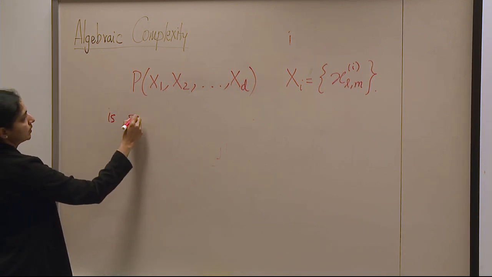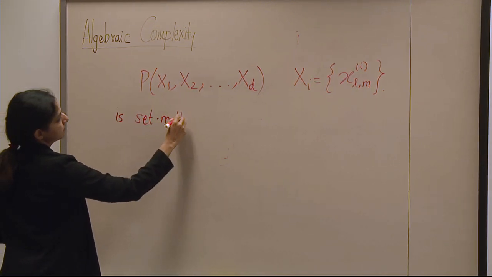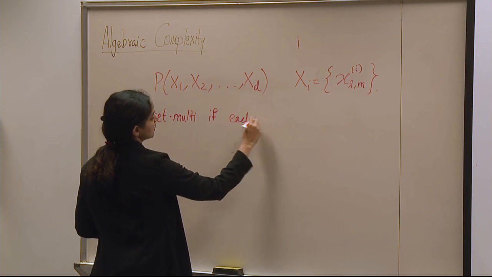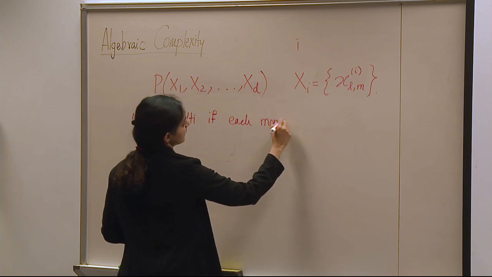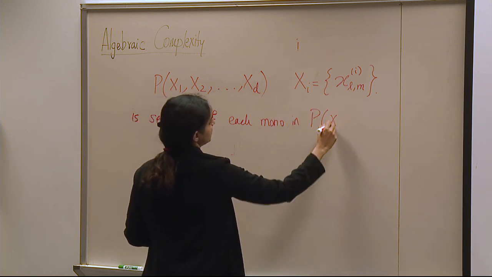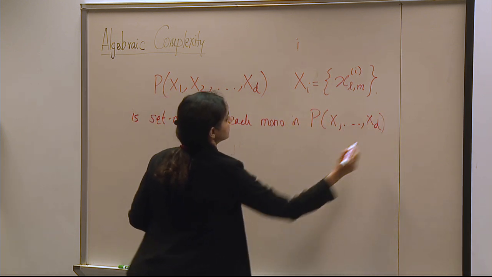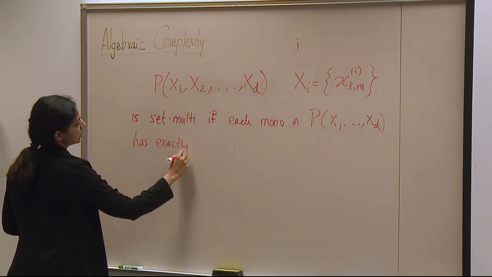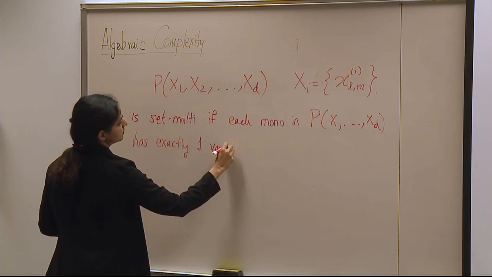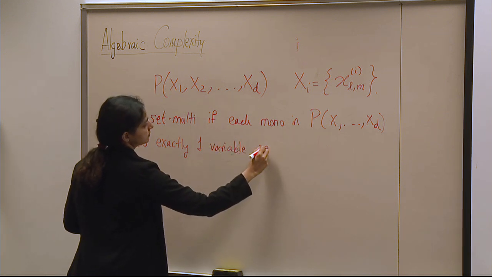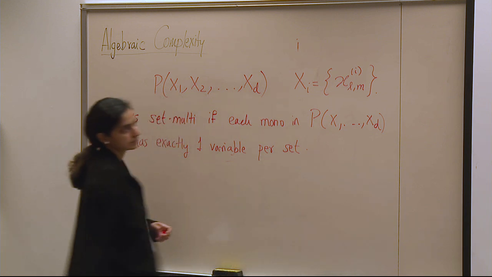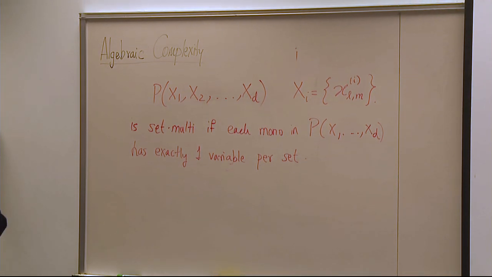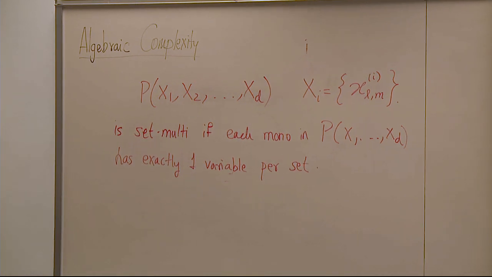A polynomial P is set multilinear if each monomial in P has exactly one variable per set. That's it. So iterated matrix multiplication is an example of such a polynomial.